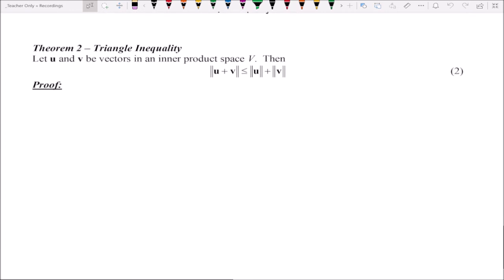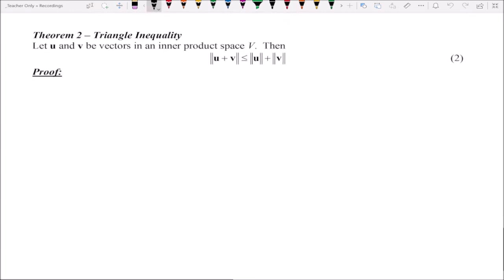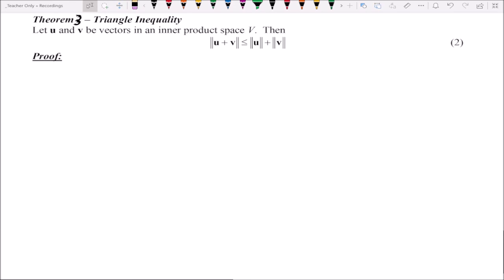The second result is the triangle inequality, and again, numbering is off. This should be number 3. Triangle inequality states, let u and v be vectors in an inner product space, then the norm of u plus v is less than or equal to the norm of u plus the norm of v. What we will do is take a look at the norm of u plus v squared. Right, this would just be the inner product of u plus v with u plus v.